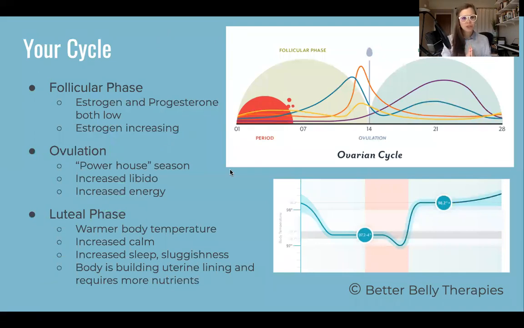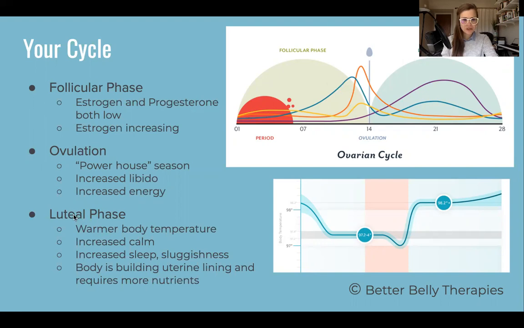All right, so with your cycle, we have the follicular phase, which I already mentioned. It's here on the left, and estrogen and progesterone are both low. As you can see, this blue line's here, the purple's way low, and the estrogen starts increasing. And then you get ovulation. This is where we have a powerhouse season. We have increased libido, increased energy, and that's partly from the estrogen popping up. Our testosterone also pops up as well.